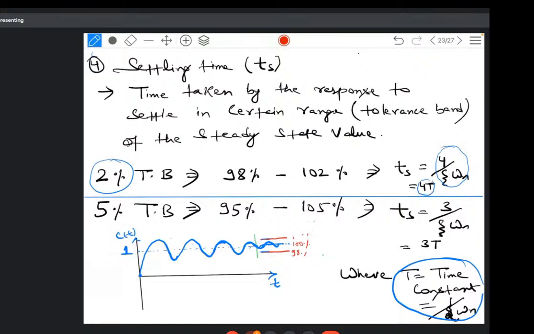So see, when the tolerance band is less, the accuracy is high, but the system would take longer time to get settled. So Ts will be more. That means the response will take longer time to get settled.